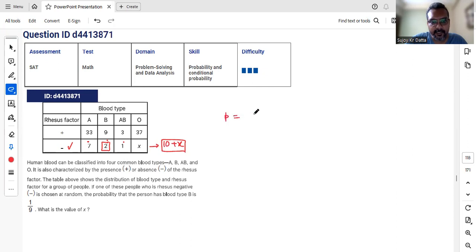So probability would be 2 upon 10 plus x. And that is 1/9. So we have 10 plus x equals 18. So x is 8. So be very careful about what is the total base that you need. Okay. So it's clearly saying that if a person who is R negative, so that means you have to only look at this line, not the entire. Okay. Let's move on to the next question.